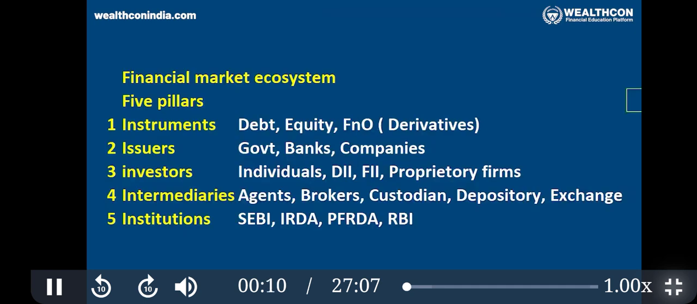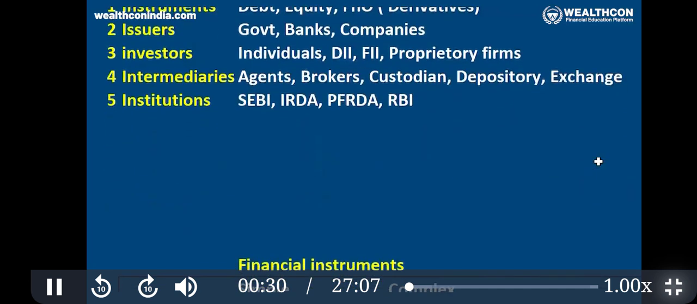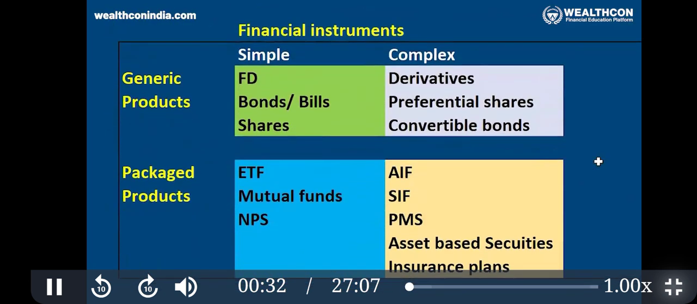Hello, scholars. Today we are going to discuss debt products. We already discussed that there are five pillars in the financial market ecosystem: instruments, issuers of the instrument, investors, intermediaries, and institutions. Let's discuss more about financial instruments.